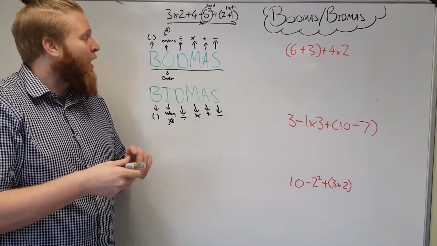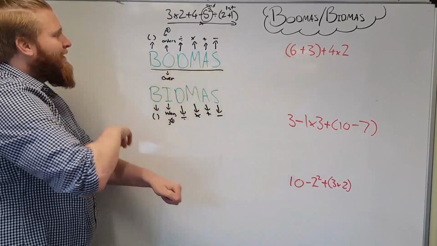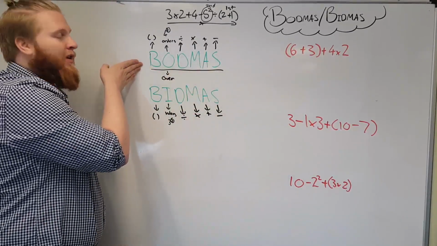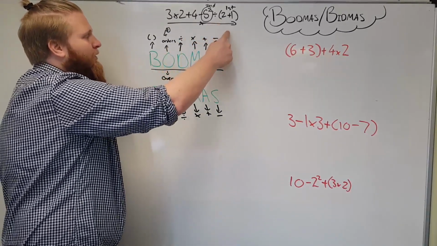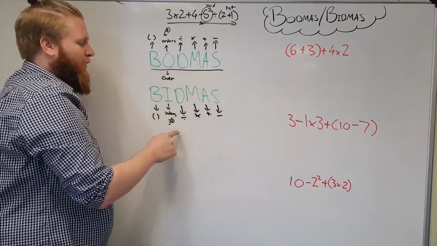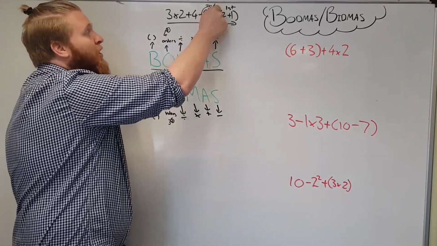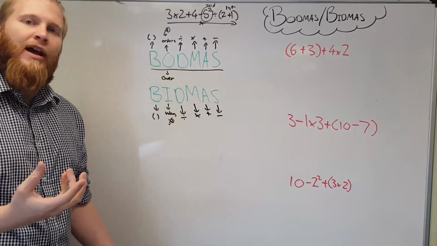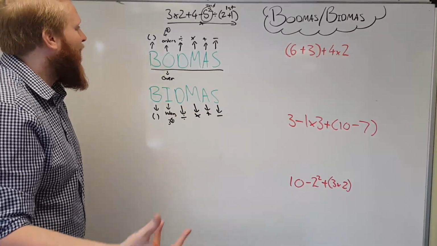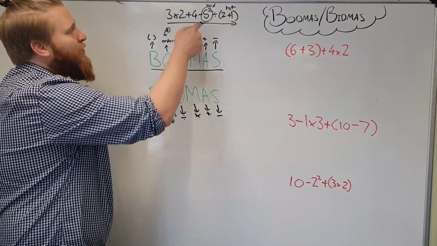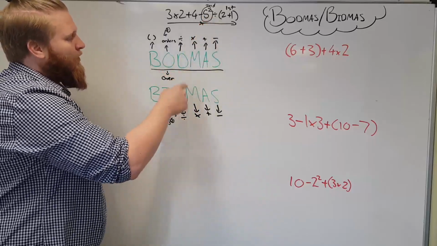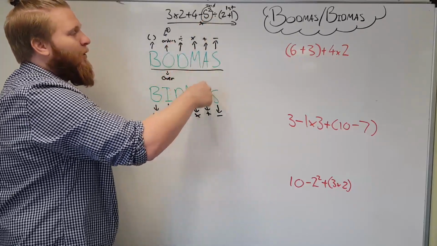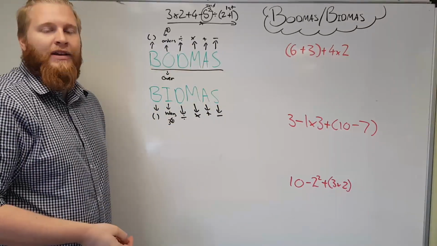So as you can see there, what BODMAS is telling us to do is, firstly, we look at the brackets, anything in the brackets we do. Then we look at the orders or the indices, or as I like to say, over. So any squares, cubes in that sum, we do those next. Then we do any division, then any multiplications, then any additions, and then any subtractions.